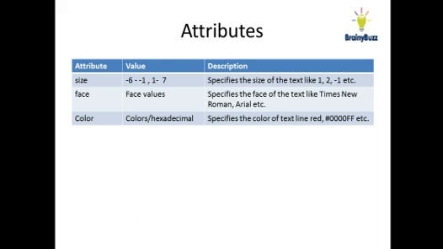There are three attributes of the font tag. One is the size, another one is the face, and the third one is the color. For the size, the values may vary from -6 to -1 and +1 to +7. We'll see the demo for these also. For the face values, you write the text like Times New Roman, Arial, Verdana. These are the values that can be included in the face attribute. For the colors, you can include the color names or the hexadecimal values or the RGB values, whatever you prefer.